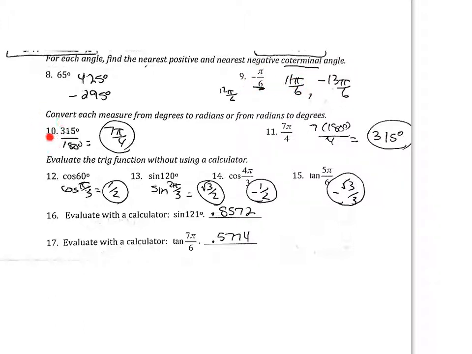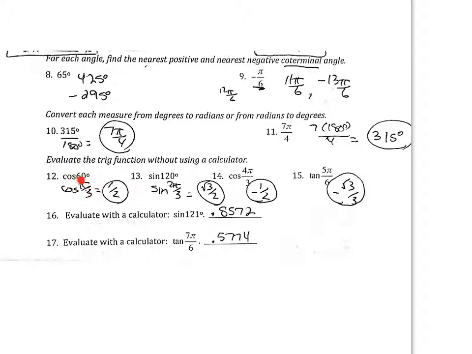Number 10, to go from degrees to radians, divide by 180 and put a pi with your answer. And backwards, when you go to 11 and you're going to degrees, remember 180 degrees is pi, so you put a 180 in for where the pi is, do your work, you get 315. 12 through 15, you just got to know those. Not much I can do for you there.